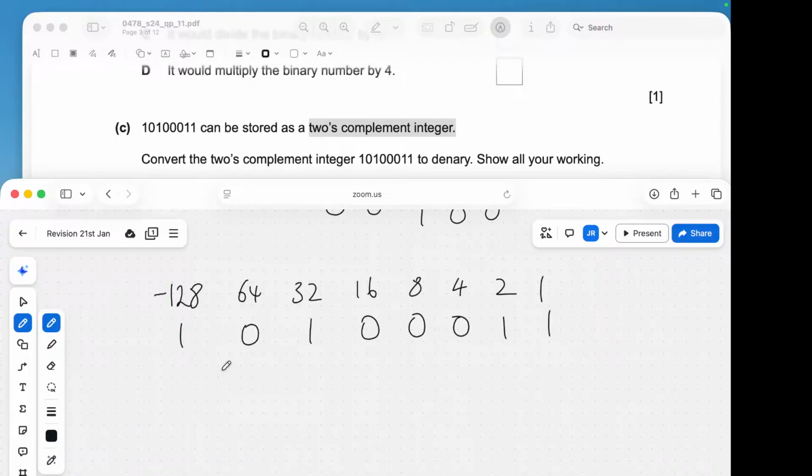And then all we do is we just add up the numbers. So it's minus 128 plus 32 plus 2 plus 1. And do try and practice this without a calculator, because you obviously don't have the use of a calculator. But minus 128 plus 32 plus 2 plus 1 is minus 93.